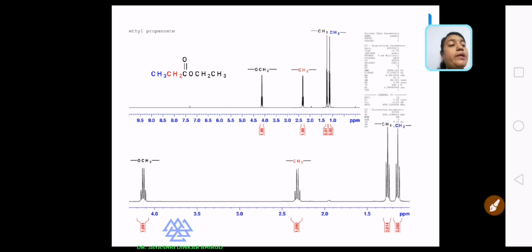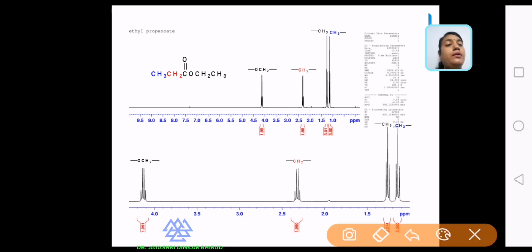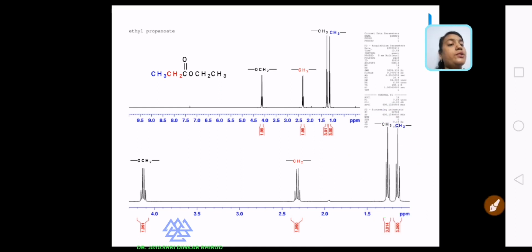So see here one by one. The CH3 protons are adjacent to CH2 protons, meaning 2 plus 1 is equal to 3. Therefore, both the CH3 protons show a triplet. See here, the value below is the number of protons. 3 point something means 3 protons are present on that one carbon atom. So both the CH3 groups show a triplet.